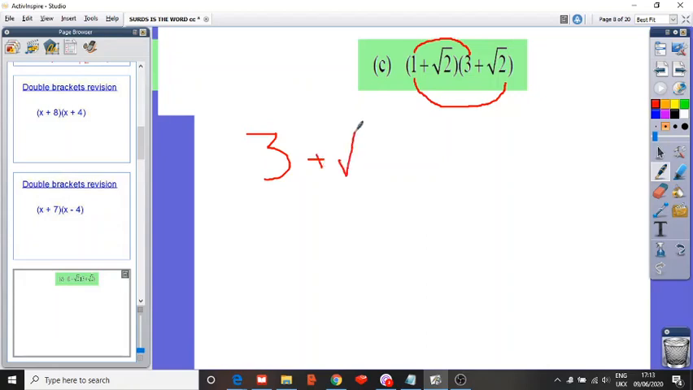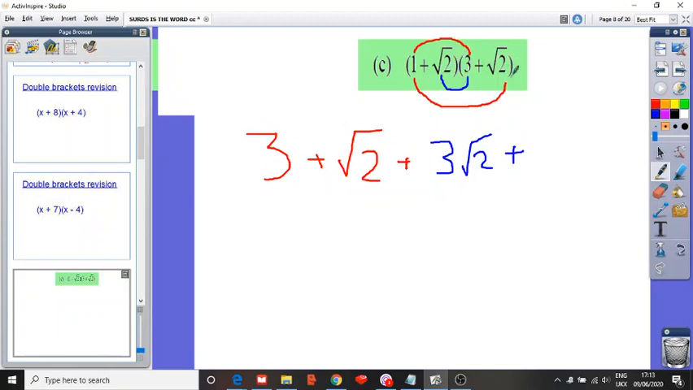Don't be fazed by it, it's just the square root of 2. Then I'll move on to the other square root of 2. Okay, so I'm going to do the square root of 2 times 3, which is just 3 root 2. Nothing complicated going on there.